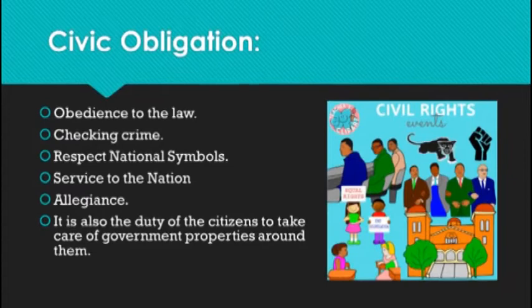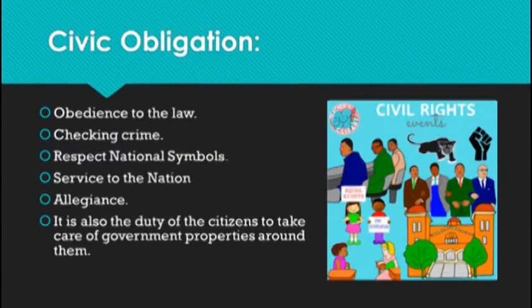Respect for national symbols. There are a whole lot of national symbols, things that identify the country, that makes people know that this is a particular country. Such things must be respected. For example, your currency, the money you are using in that country is also a symbol. There's coat of arms, these ones are symbols. There's flags. All these things must be respected. You must accord them the respect that is due them.